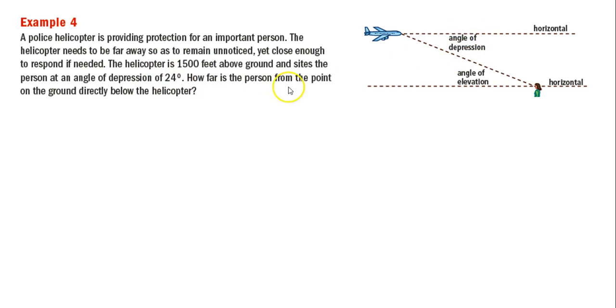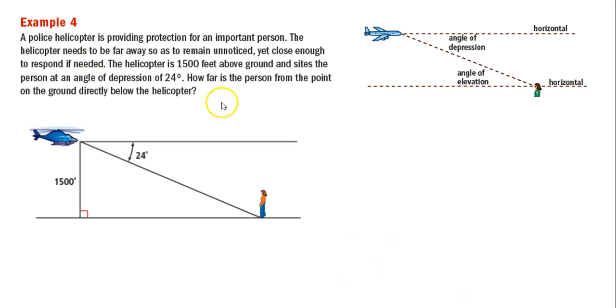We want to know how far is the person from the point on the ground directly below the helicopter. What this is asking here is how far is the person from the point on the ground directly below the helicopter. Directly below the helicopter, in this case the plane, is right here. We want to know how far is this person from this point. So what's this length is what we're looking for here.